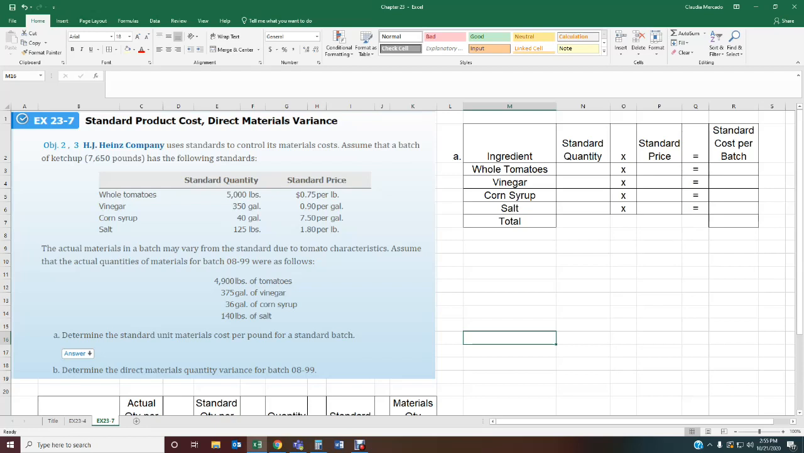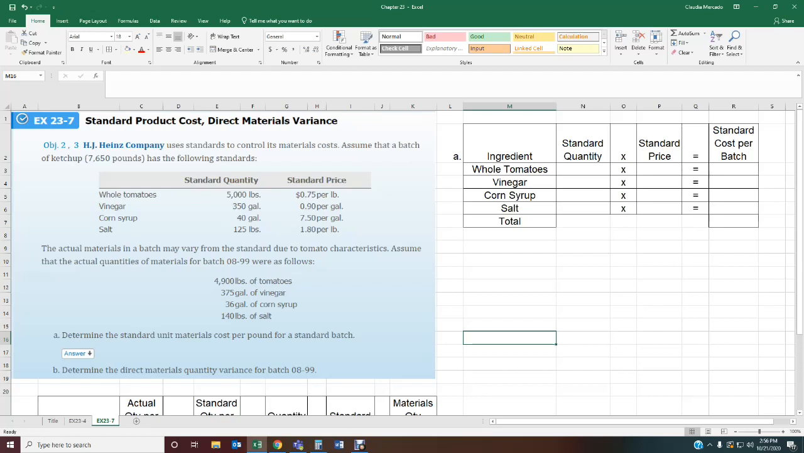Now, the actual materials in a batch may vary from the standard due to tomato characteristics. Assume that the actual quantity of materials for batch 08-99 were as follows. So these are the actual amount of materials used. We use 4,900 pounds of tomato, 375 gallons of vinegar, 36 gallons of corn syrup, and 140 pounds of salt.